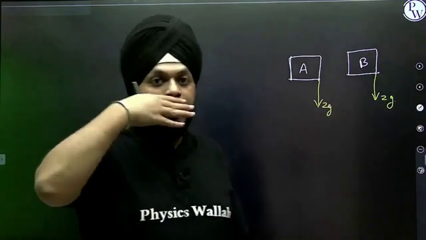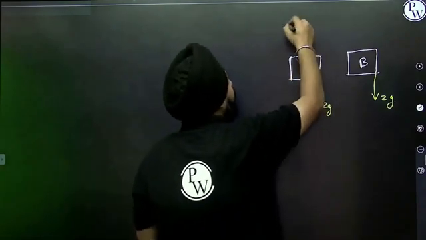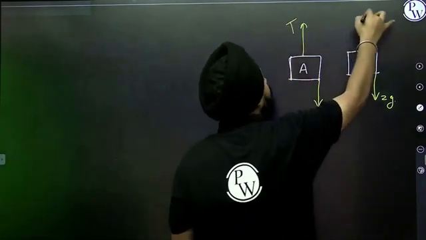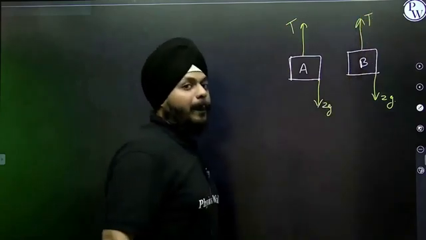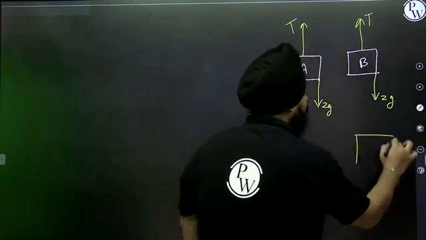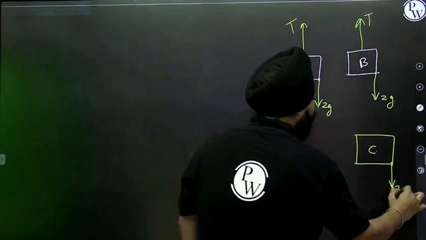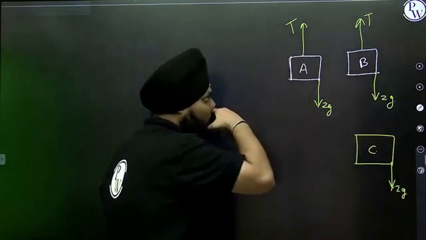The weight is acting in the downward direction. Obviously, they are connected by the same string, so they have the same pulley force, T. Okay, now we have C. C is also 2 kg, so its weight is acting in the downward direction, that is 2g.